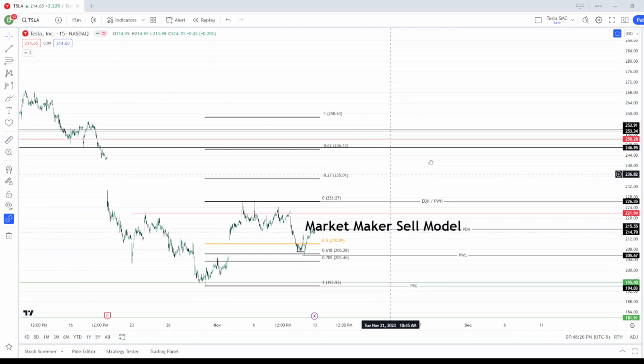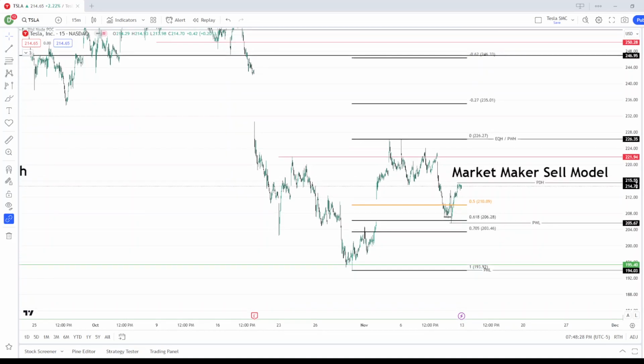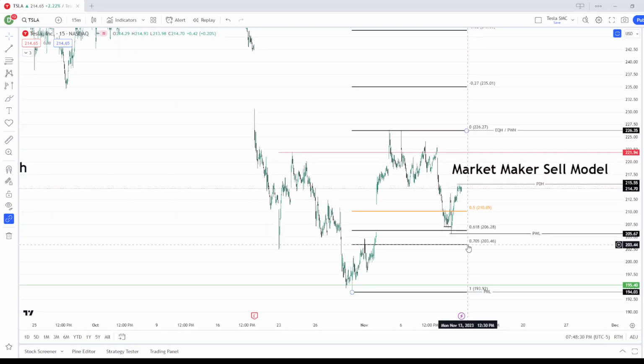So what I'm looking for next week is price on a daily time frame to close nearly at the 70.5 level, and then I would expect at that point that we potentially rally higher. Now, I don't think that's actually going to happen, but that's one thing I'm watching for.